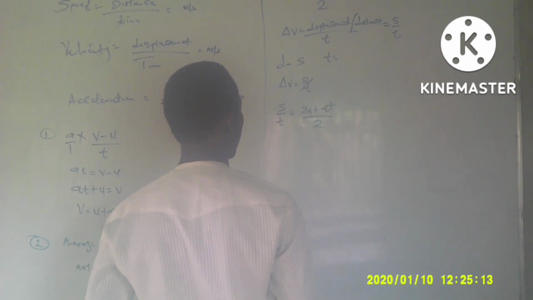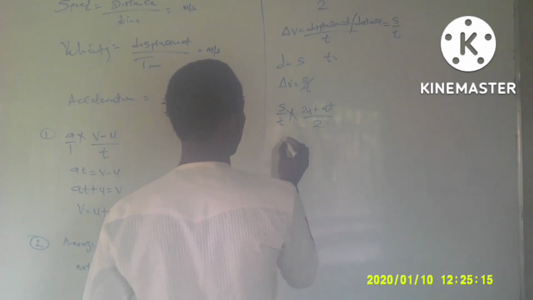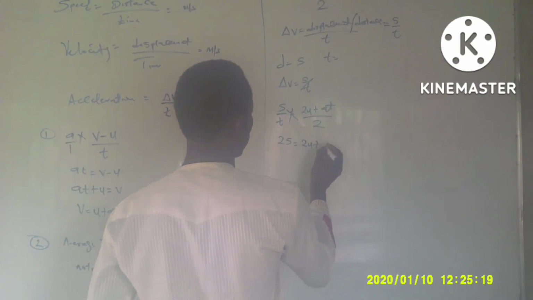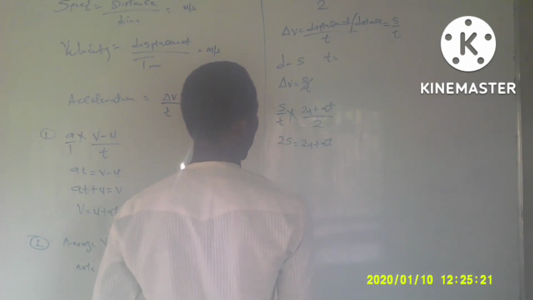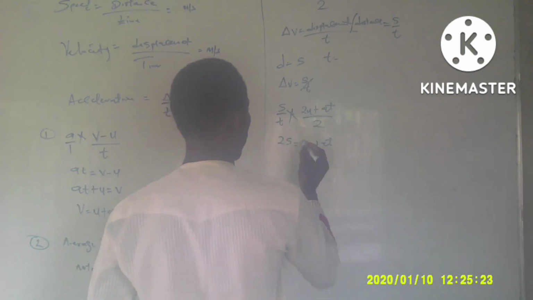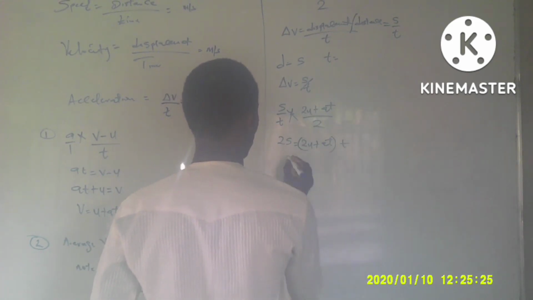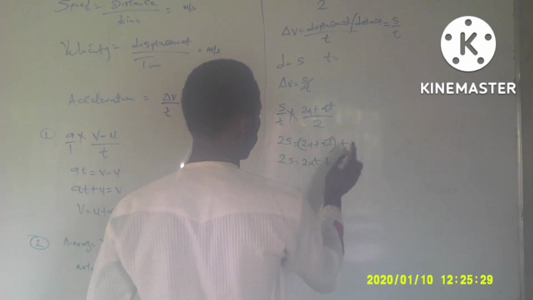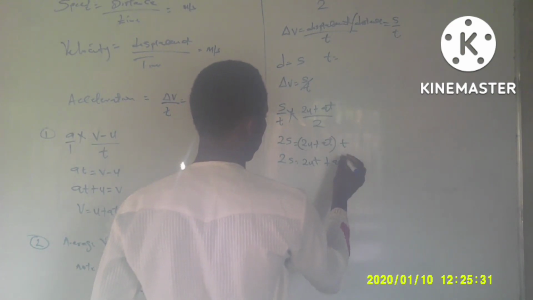So we are going to cross multiply. Cross multiply now is going to be what? 2x is equal to 2u plus 8t. Are you getting it? Yeah. Into bracket t. So 2x is equal to 2ut plus 8t squared.